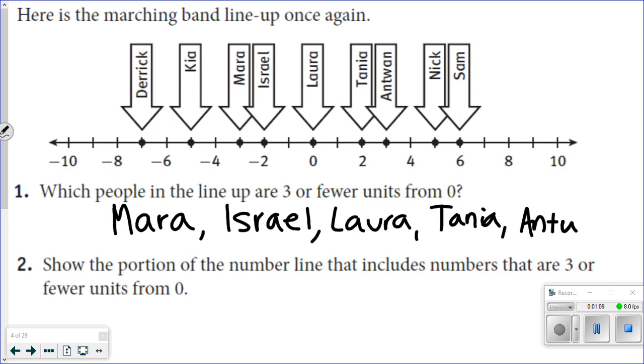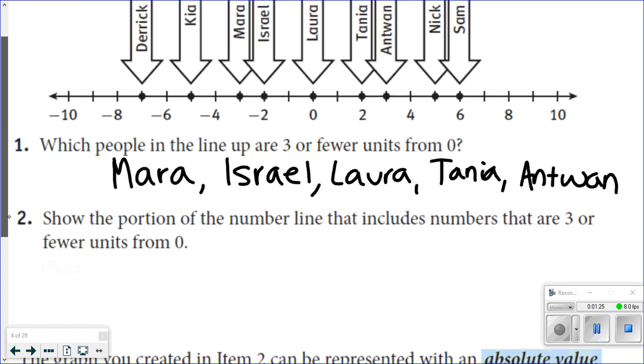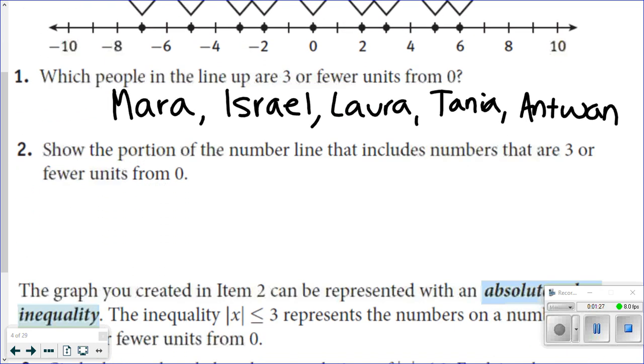So when we were solving absolute value equations, or when we were looking at names, we only had 2. I have 5 here. 3 or fewer units from 0, so that's quite a bit. Okay, so let's show this portion of the number line that are 3 or fewer units from 0. So draw on your number line.